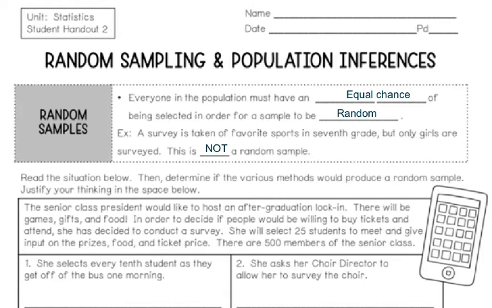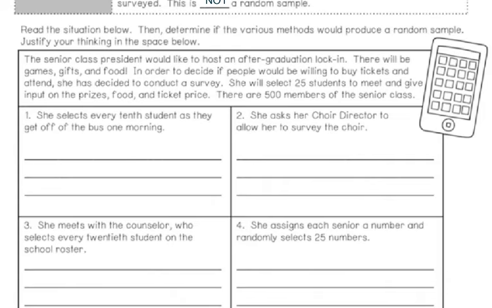When determining if a random sample is actually random, there's a lot of thought that needs to go into it. So it may seem like at first some of them are random, but you have to think, is somebody being excluded? Is everyone getting the same chance to be surveyed? So we're going to read through some situations below and then determine if the various methods would produce a random sample. We can justify our thinking in the space below.